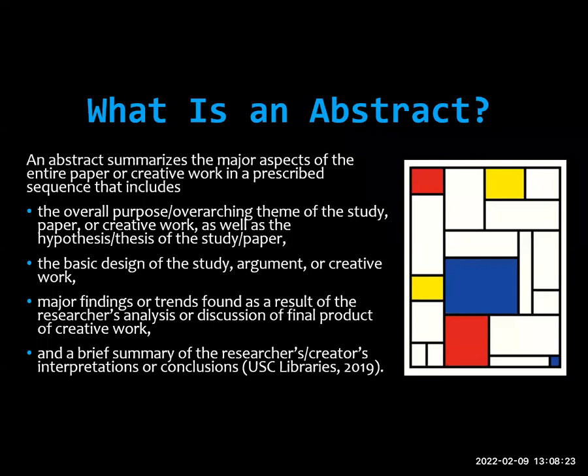Now, not always will you see this last part, the brief summary of the researcher's interpretations. But in most abstracts, you will see this at the end. The abstract for the symposium can only be 150 words or fewer. That's it. So if you need to cut any of the abstract, that section is probably the one we would recommend.